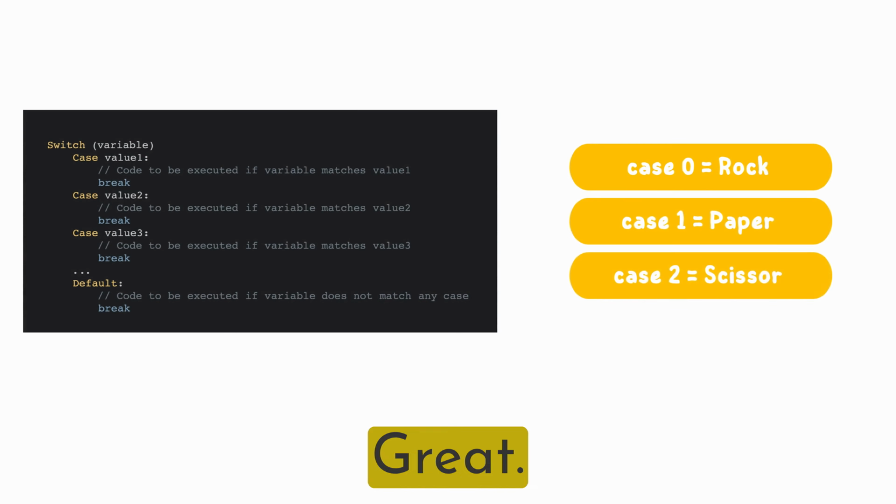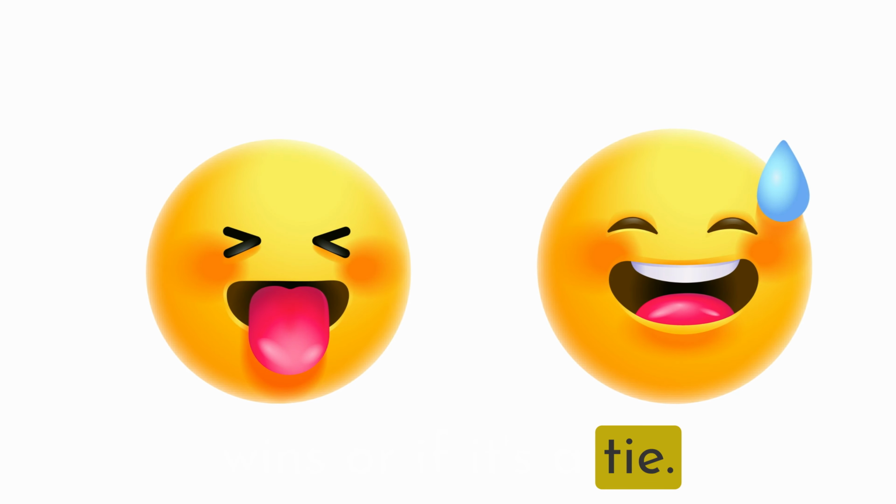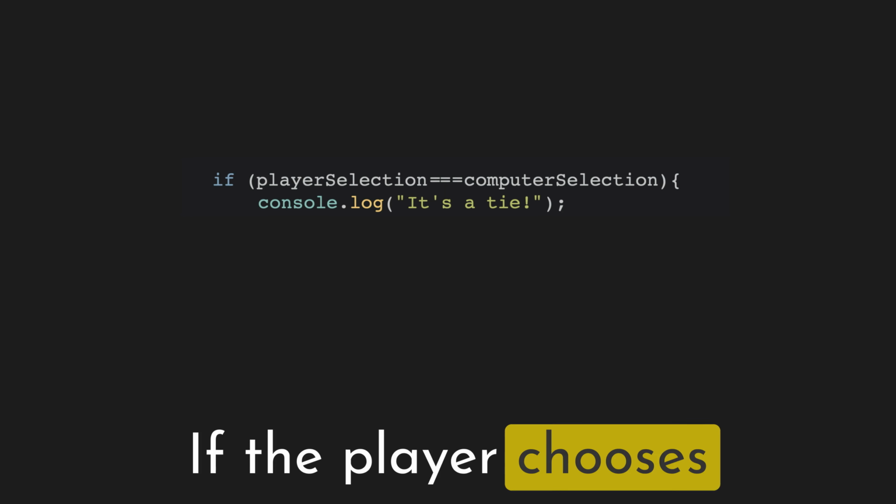Now, it's time to determine the winner. We'll create the declareWinner function with conditional statements to compare the player's choice and the computer's choice. Based on the comparison, we'll decide who wins or if it's a tie. If the player chooses the same as the computer, it's a tie.